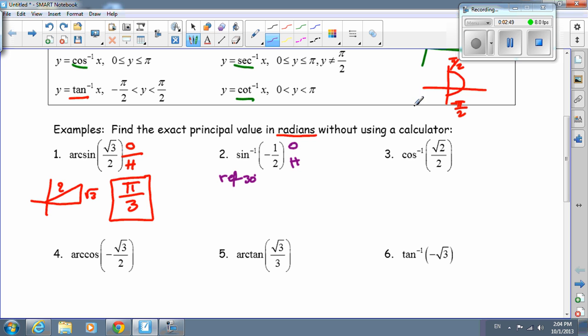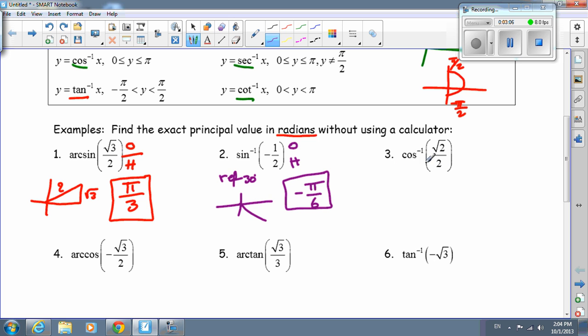Reference angle is 30, but look what quadrant it's located in. It should be in the fourth quadrant. Therefore, instead of 30, because the restricted range is negative pi over 2 to pi over 2, the angle will be negative pi over 6.